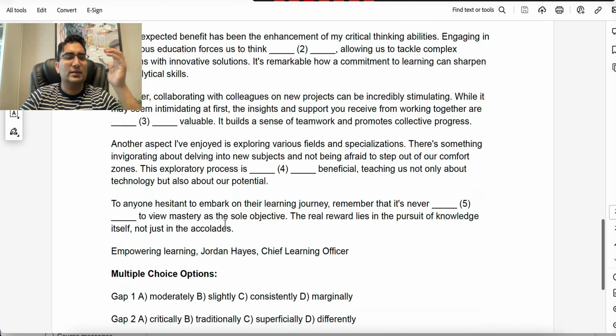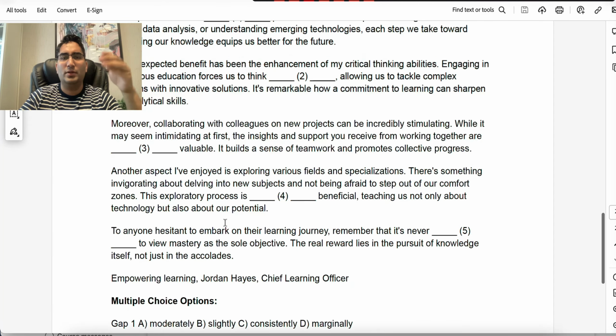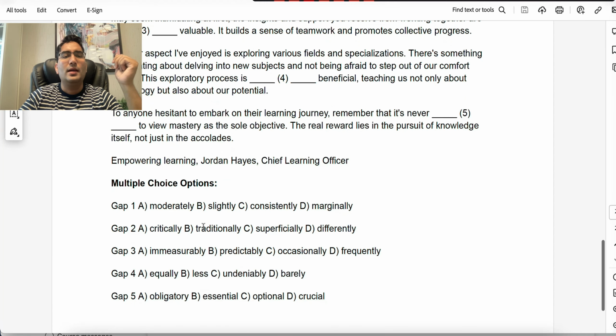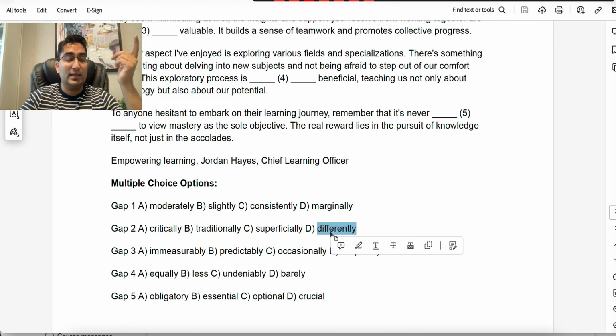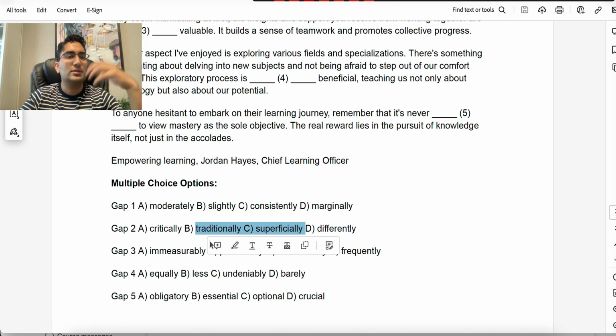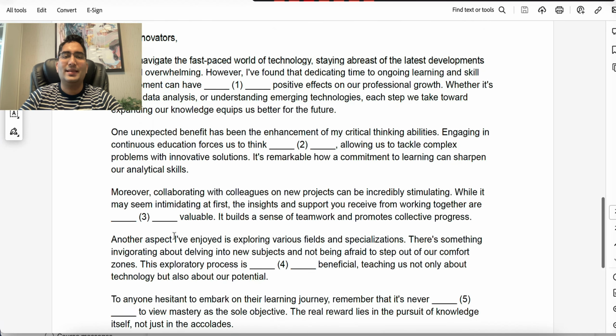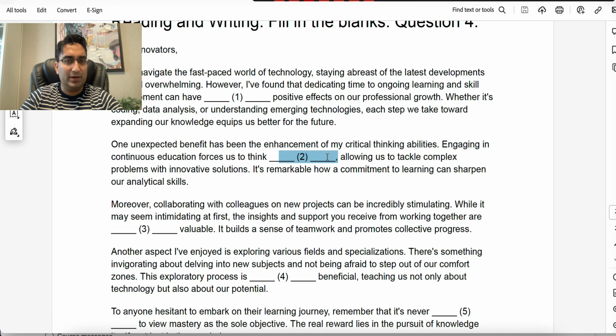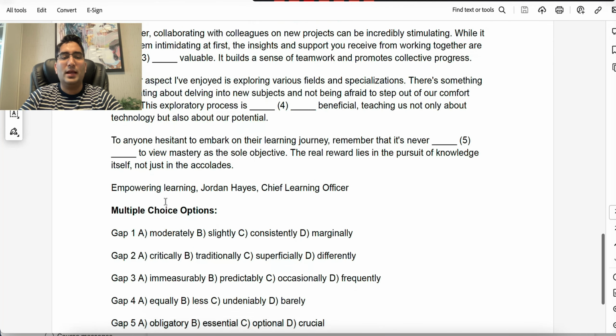So let's find synonyms for that. We have predicted, and we have looked around at the keywords too. It will allow us to think critically, that's a good one, and differently, that's a good one, because we would need something technical to be able to think better. Superficially and traditionally, those don't improve our thinking. And we know we're looking for things that will allow us to think better in a way, allowing us to tackle problems in future. So it's either got to be critically or differently.